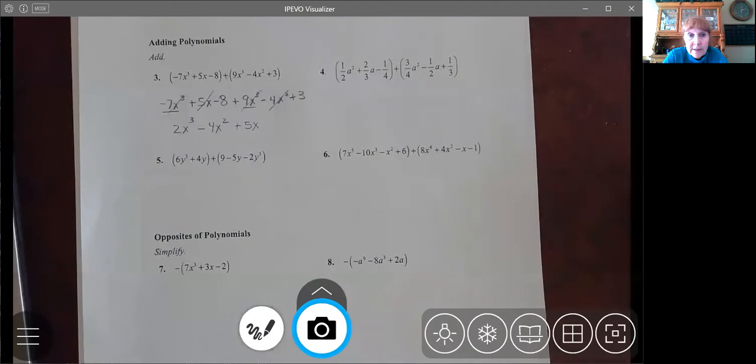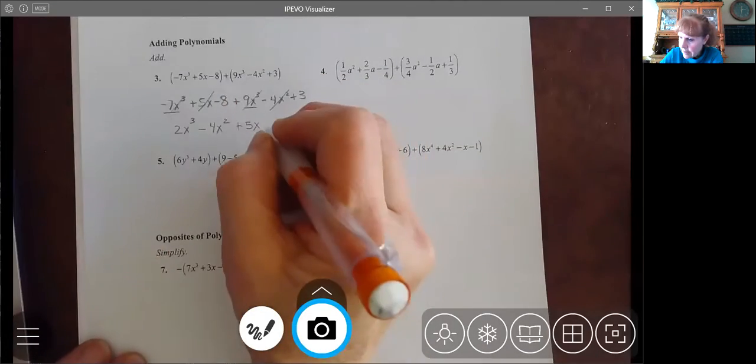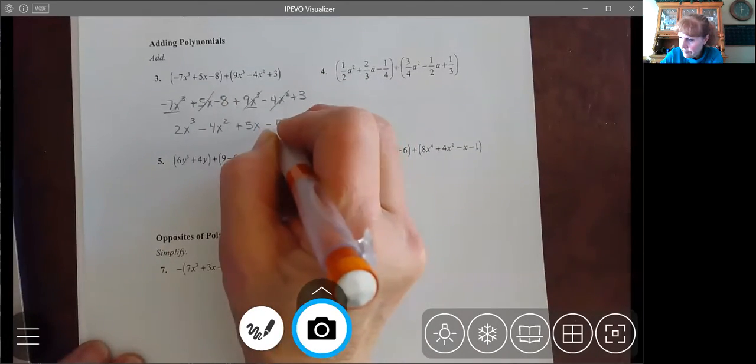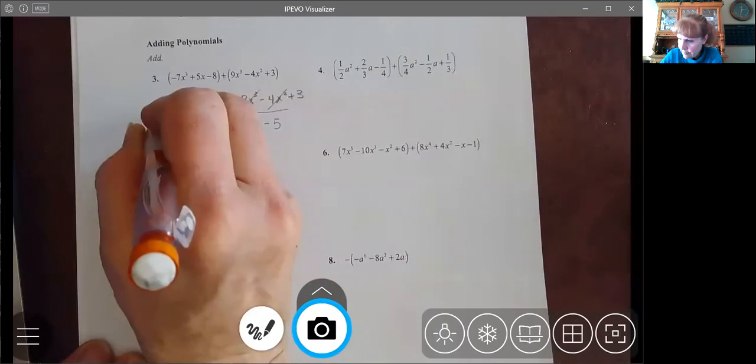Last, we have the constants. You can combine those. Negative 8 plus 3 is a negative 5. And that's your answer.